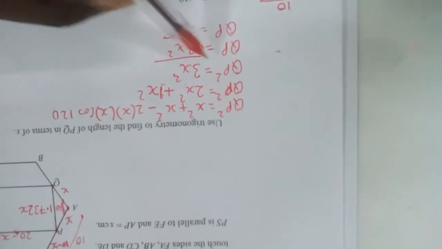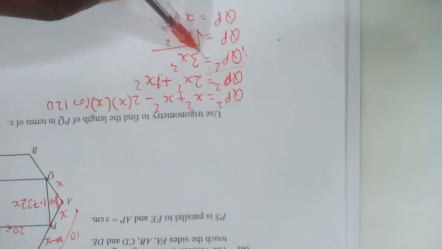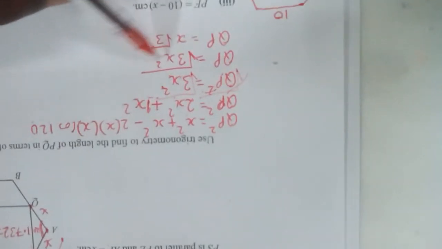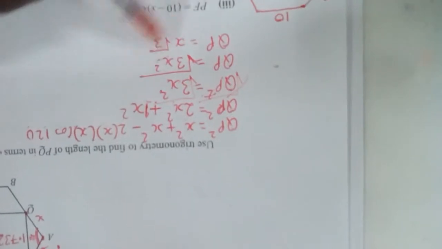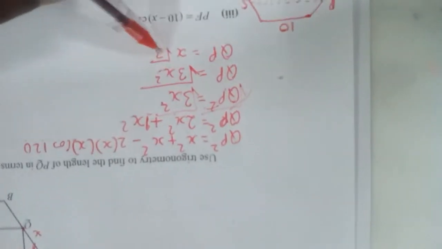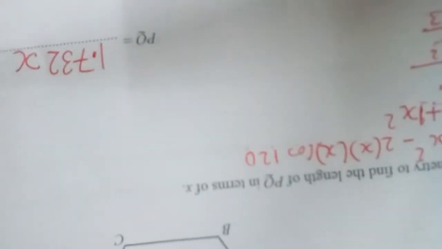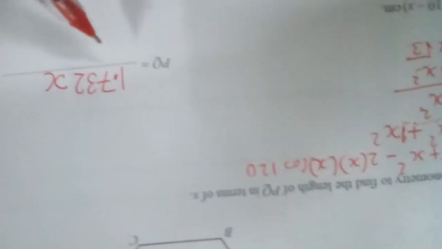We have PQ squared, so we find the square root of both sides. The square root will cancel the square on this side, and we have the square root of 3x squared. When we simplify it, we get x root 3. When we work out root 3 in our calculator, we get 1.732. Hence, in terms of x, PQ will be 1.732x.